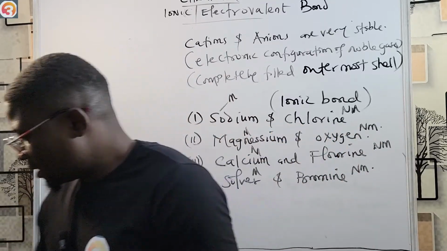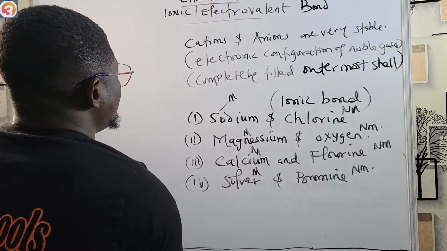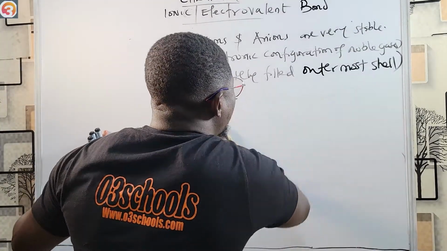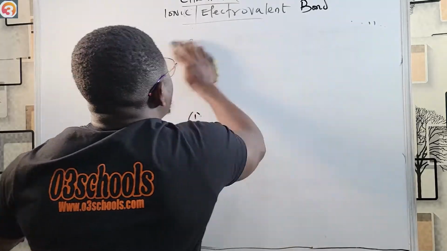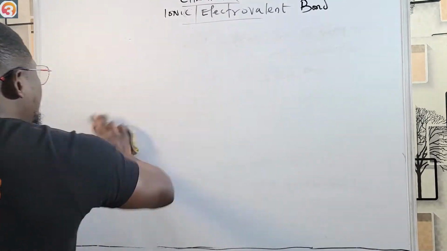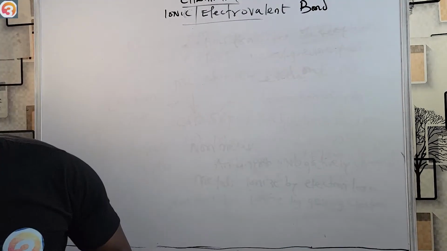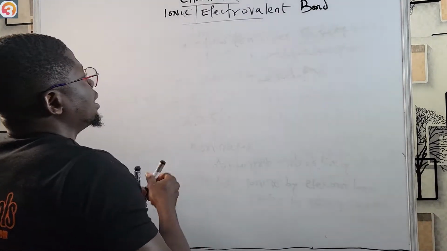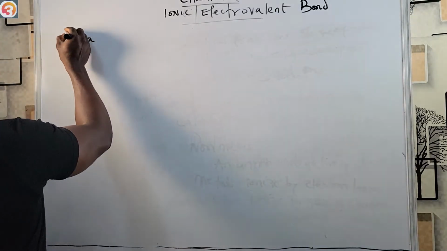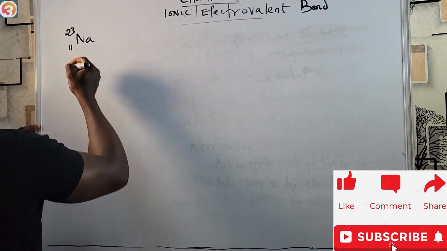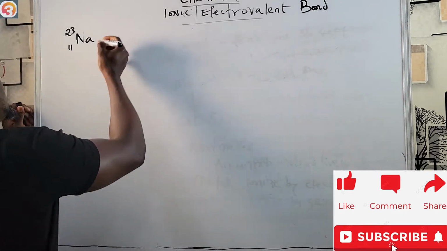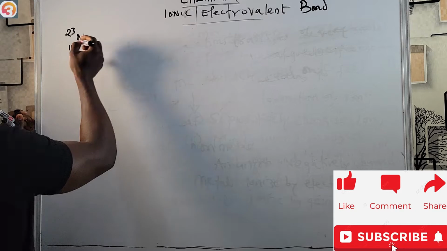All right, now let's see what happens in sodium and chlorine, for example. Sodium is the 11th element, right? So we have sodium, Na. This is mass number 23, and of course atomic number 11. This is before combination.